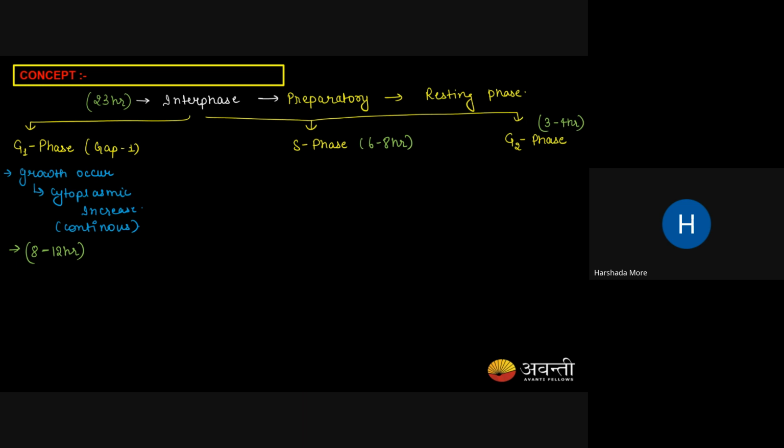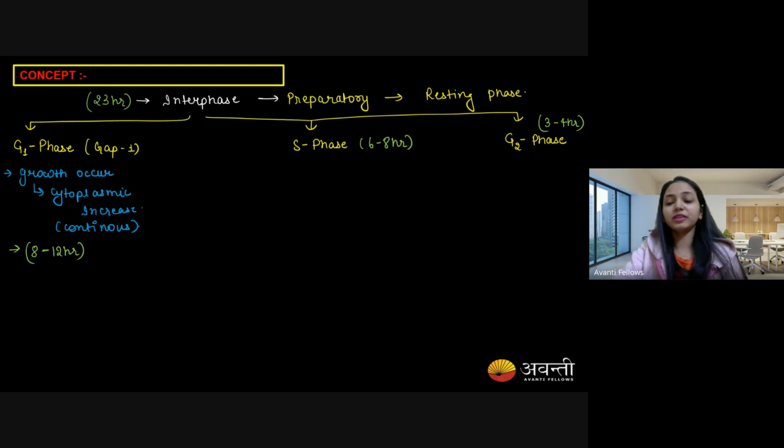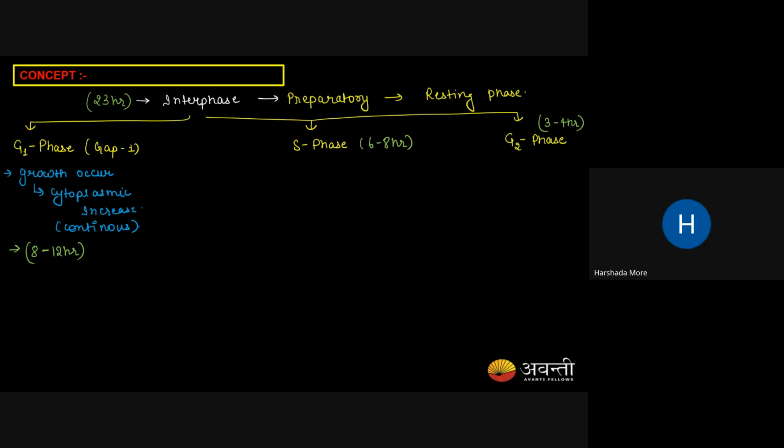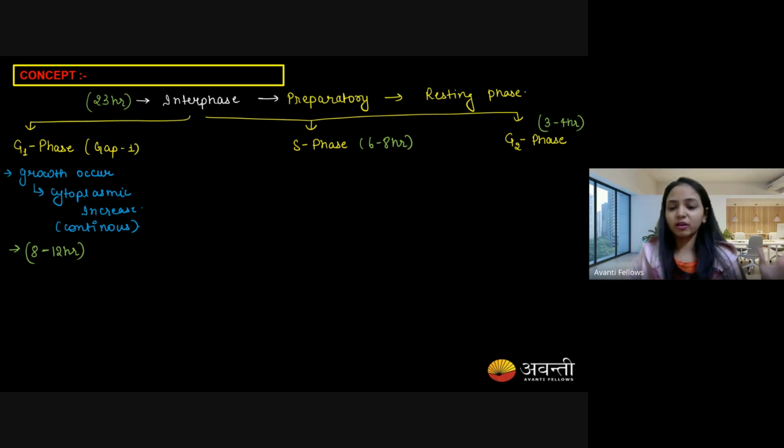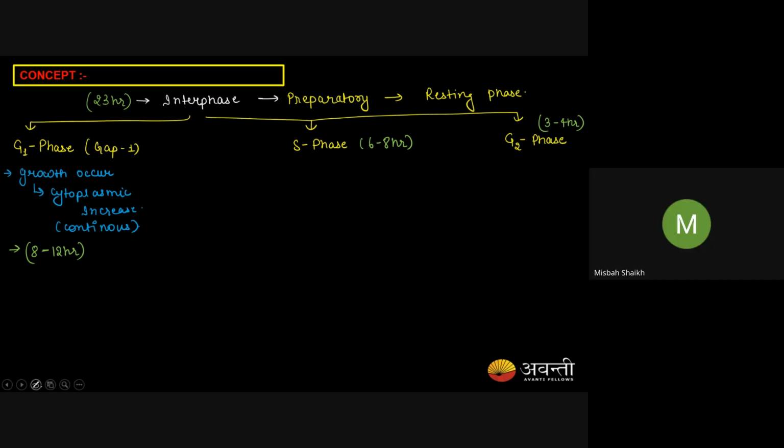So the cell spends maximum time here, so there are more chances of any type of damage in this phase only. So if any type of damage occurs, then the repairing of that damage will also occur in this phase. Damage होने पर repairing will also occur in this phase, na? So we can write this point here.